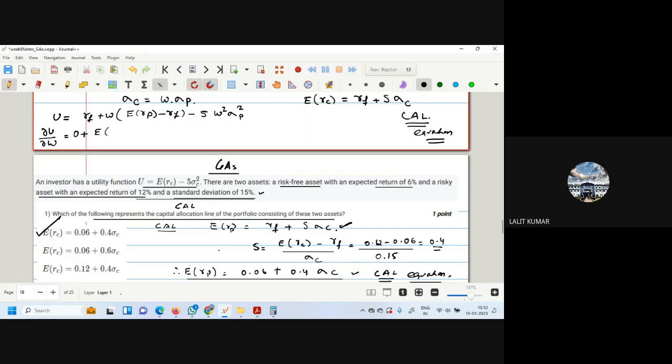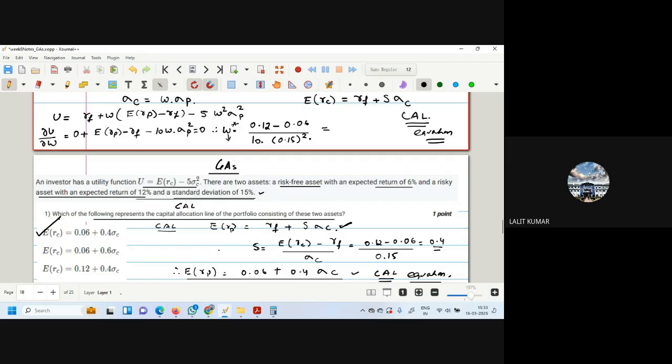This will become ERP minus RF, minus 10 into W into sigma P squared, is equal to 0. Therefore, W is equal to ERP, which they have given as 0.12, minus RF 0.06, divided by 10 into sigma P squared. The standard deviation is 0.15, so this will become 0.15 squared. You calculate this and you get the W star.